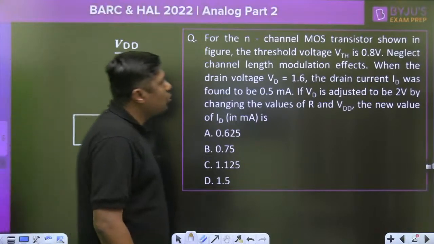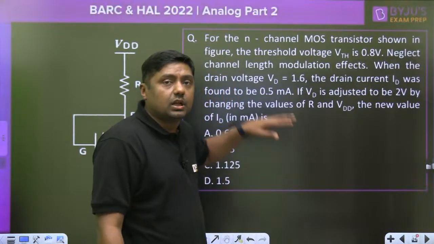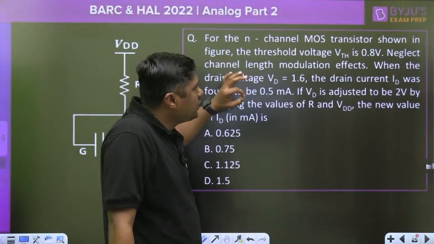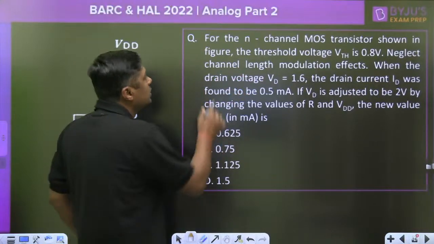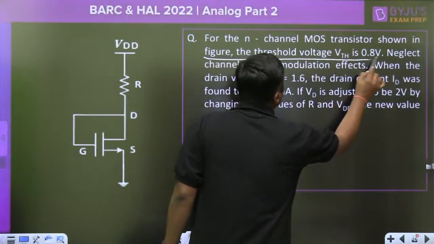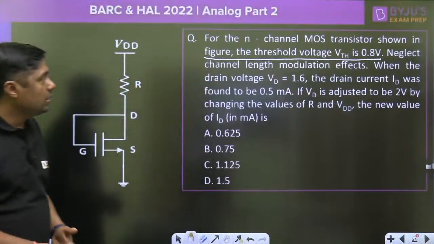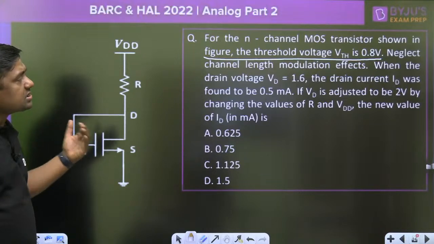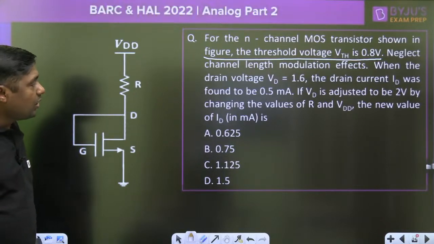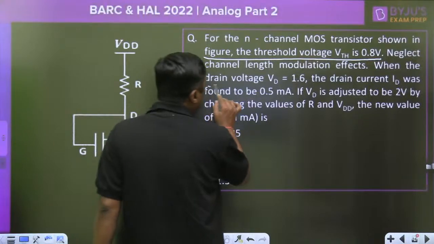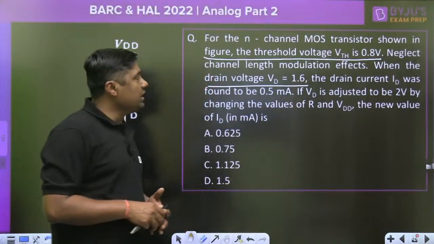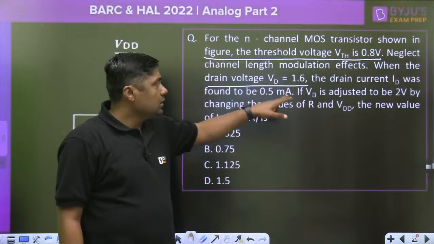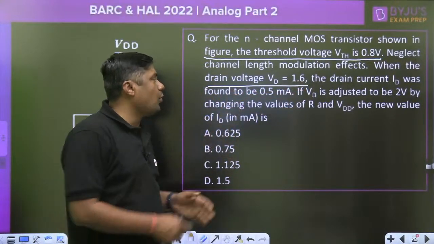For the n channel MOS transistor shown in the figure, the threshold voltage VTH is 0.8 volt. Neglect the channel length modulation effect. When the drain voltage VD is equal to 1.6 volt, the drain current ID was found to be 0.5 milliampere.